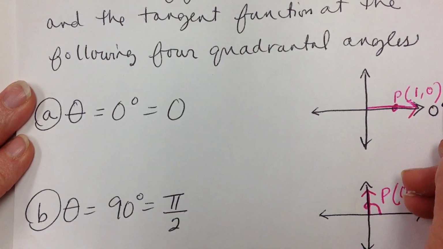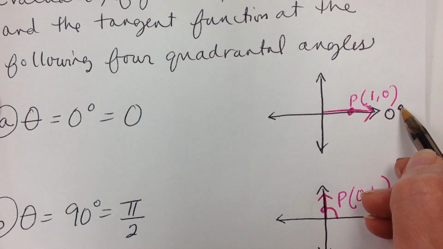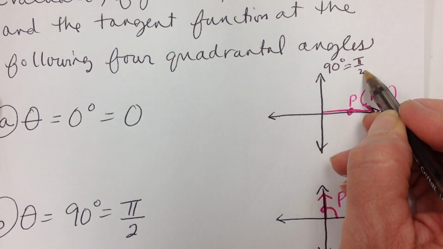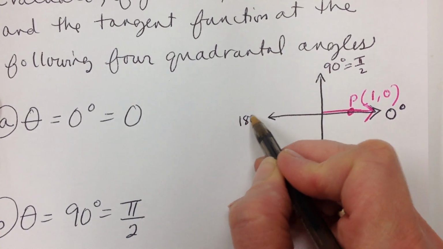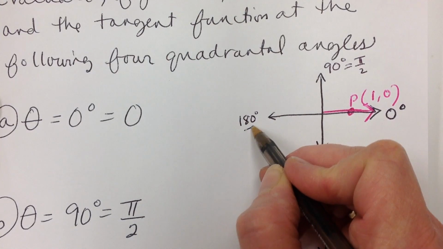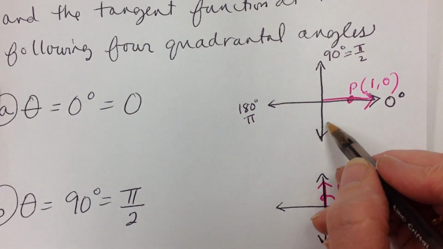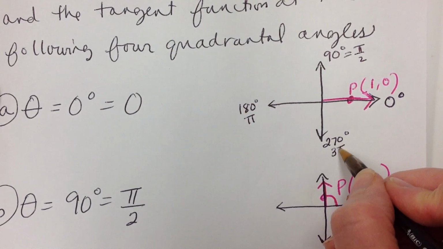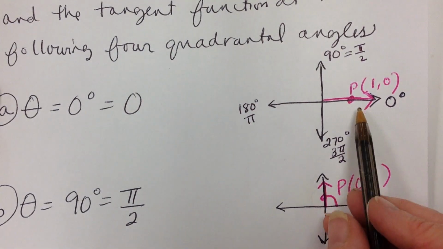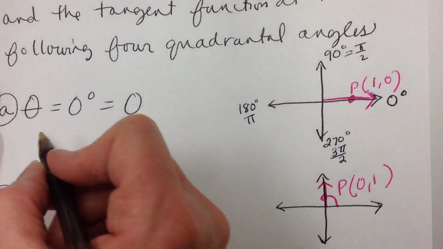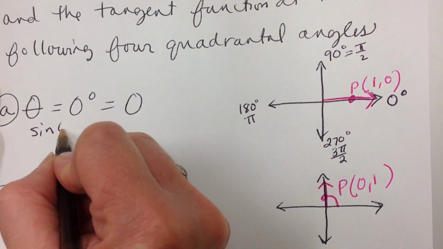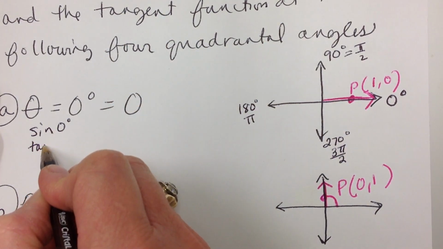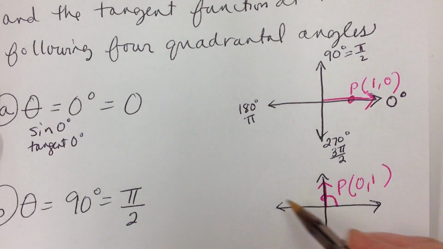Theta is 0. You have 0 degrees here, 90 degrees here, which is also pi over 2. You have 180 degrees here all the way around. That's pi in terms of radians. Then you have 270 degrees, and in radians, that's 3 pi over 2. So we're evaluating sine of 0 degrees, and also tangent of 0 degrees.